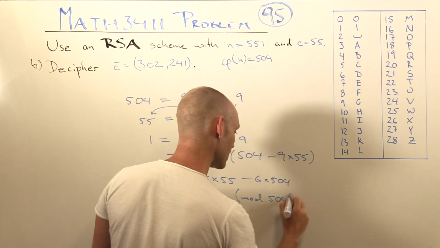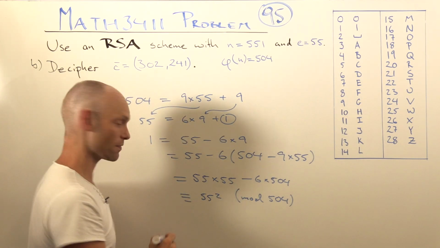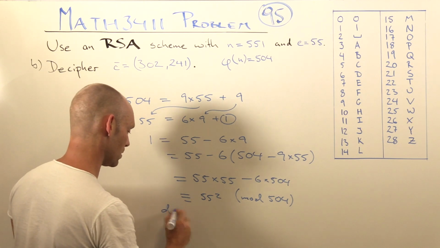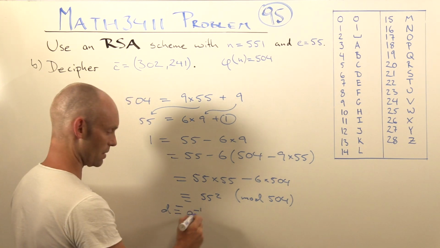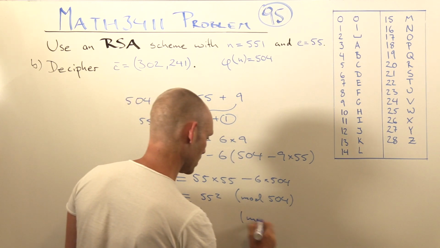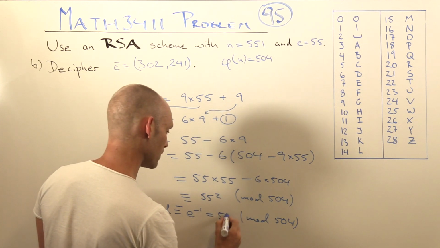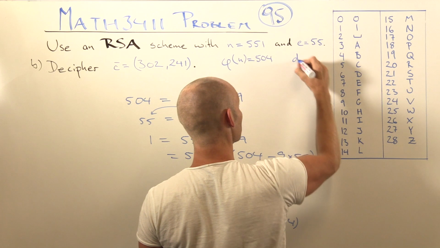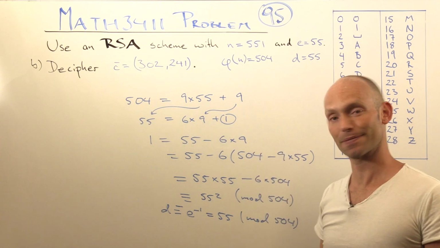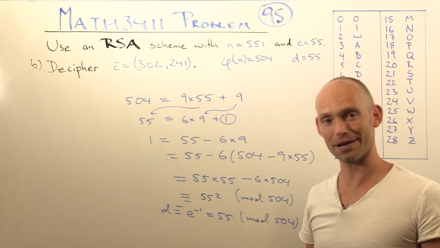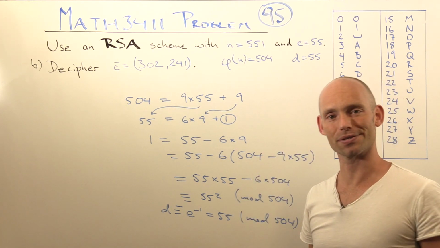So in fact we see that 55 is its own inverse, mod 504. So we see that D, which was the inverse of E mod 504, is exactly just 55. So in fact the decryption exponent is exactly the same as the encryption exponent, which is of course very rarely the case. That's not true in general, but in this case, well, they coincide.